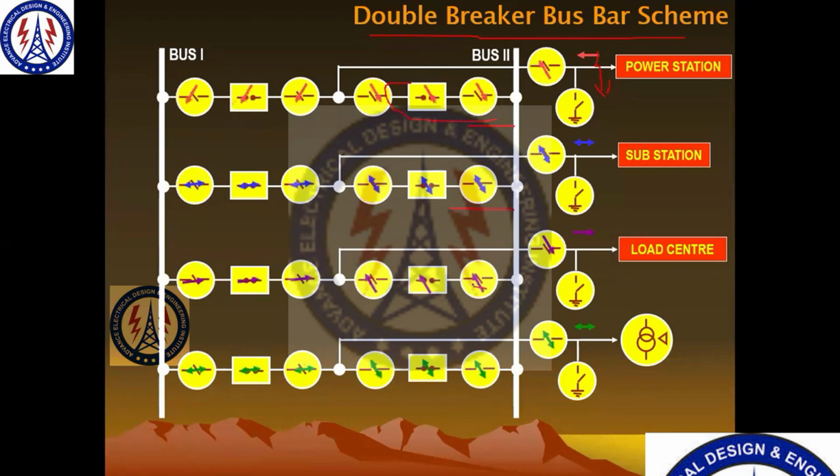Okay, so this is the beauty of the system, but here the investment is more, because the cost is very high as we are using double breakers per feeder. So the cost is very high for this substation.